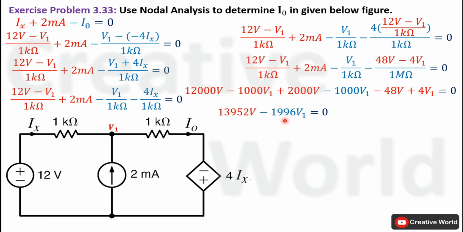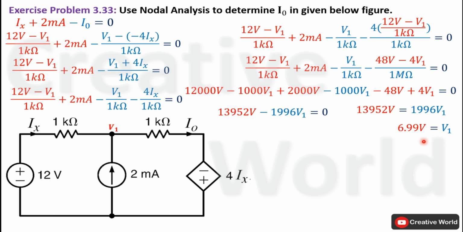Now place this minus 1996 V1 on other hand side of equal. It will become plus 1996 V1. In order to calculate the value of V1, divide this equation on both sides with 1996. So the value of V1 will become 6.99 volt.